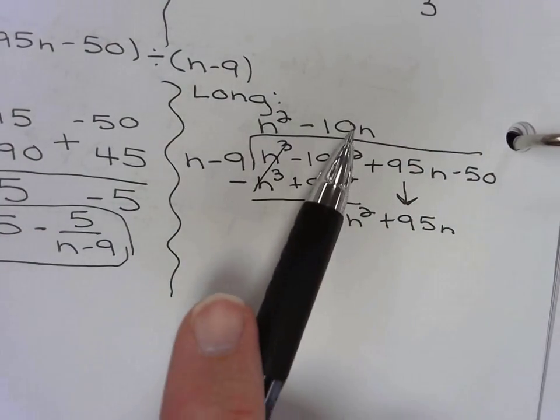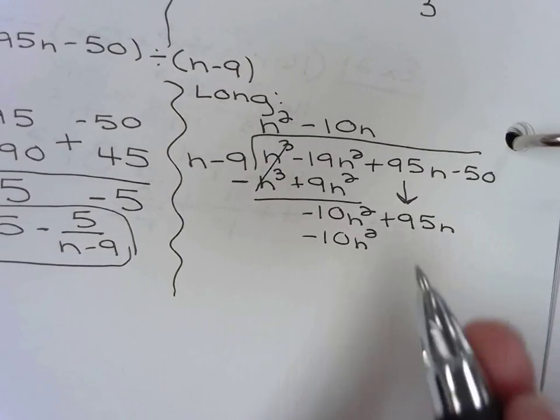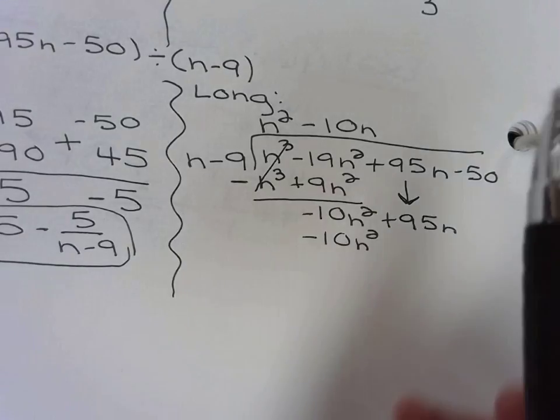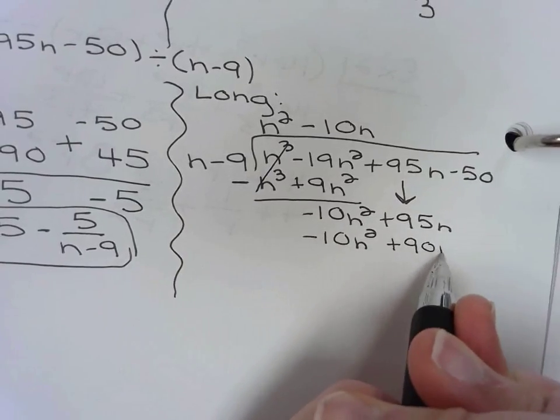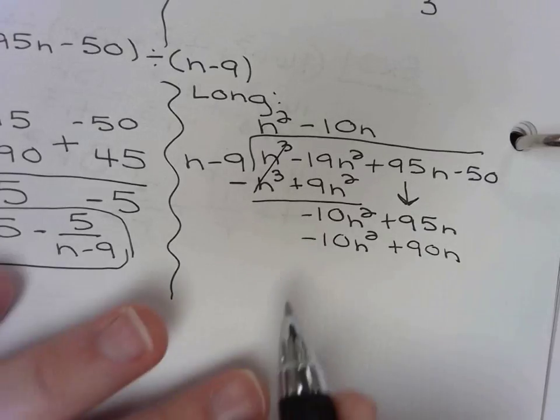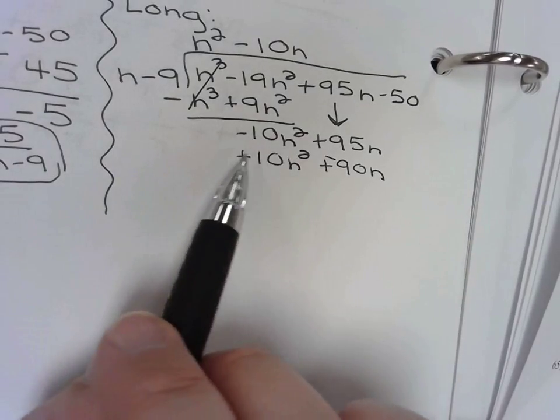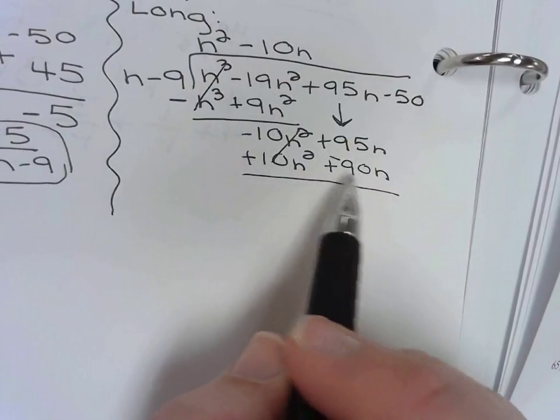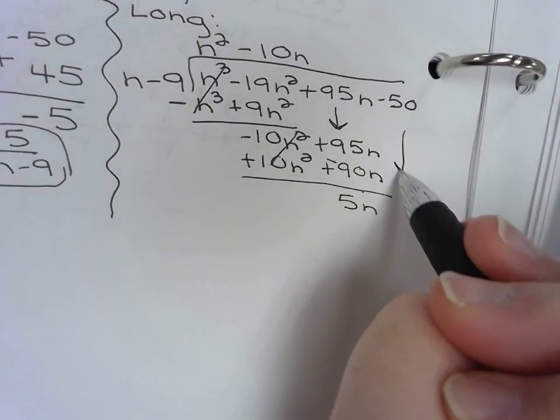And then multiply it down. Negative 10n times n, negative 10n squared. Negative 10n times negative 9, positive 90n. Switch the sign. So change it, run a negative through. First thing should always cancel. Negative 10n squared plus 10n squared is gone. 95n minus 90n, 5n. Bring down the 50.